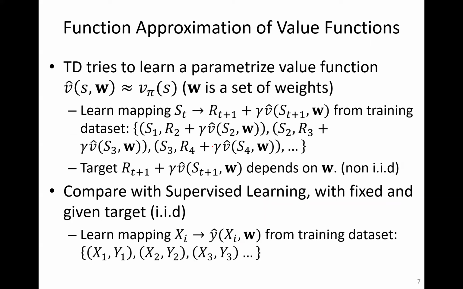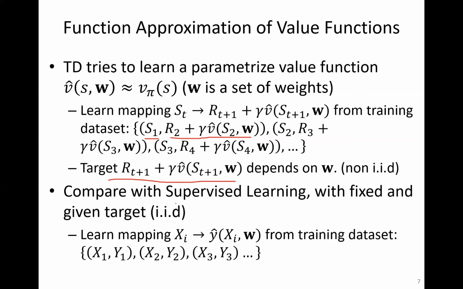Also, we can use TD. TD uses a parameterized value function to approximate the true value function V pi. You're trying to learn a mapping from a state to the target value, which is the next step reward plus gamma times the next state value. Now the target is dependent on W. It's non-IID, non-independent and identically distributed. I mentioned this before during imitation learning.